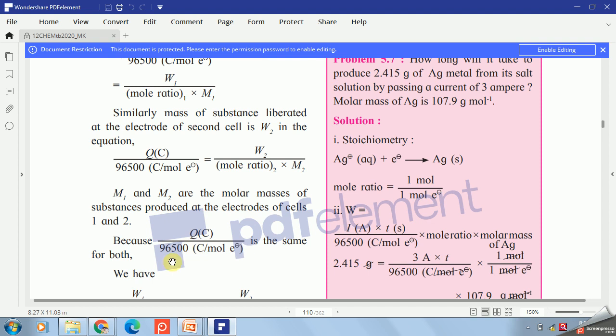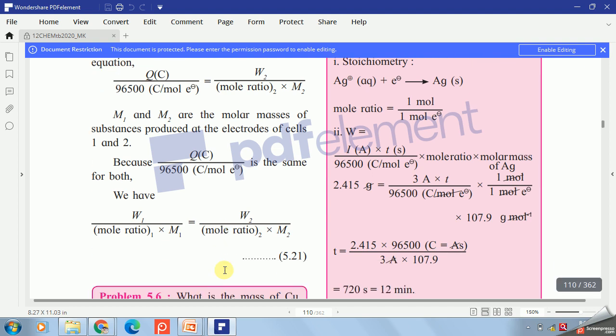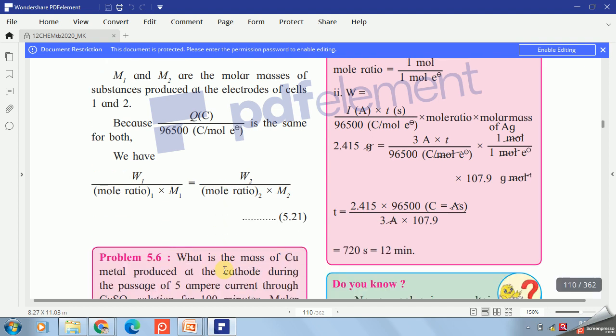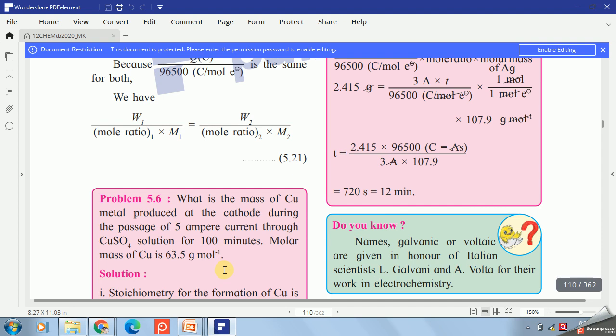Okay, as Q upon 96,500 is the same, we can compare both equations and we get W1 upon mole ratio 1 into M1, which is equal to W2 upon mole ratio 2 into M2. That is the new equation. So let us solve a numerical based on this.